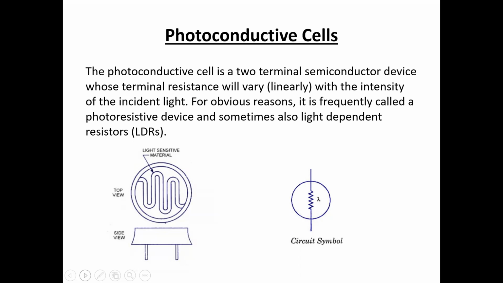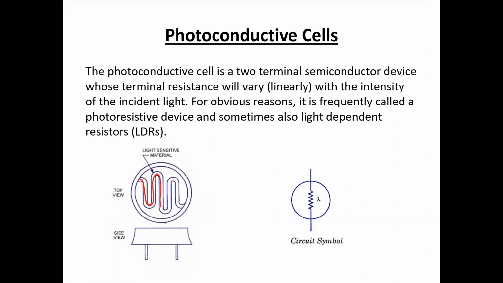Which means that whenever there is incident light, the amount of resistance is going to decrease. And the advantage is that the decrease in the resistance will have a linear relationship with the intensity of incident light. So if I talk about the typical construction of an LDR or photoconductive cell, it normally has a ceramic base, on top of which is the semiconductor material.